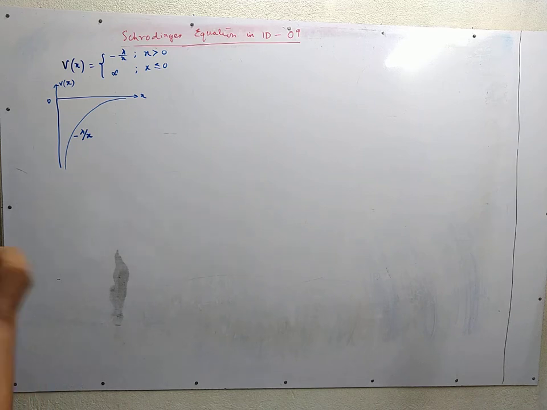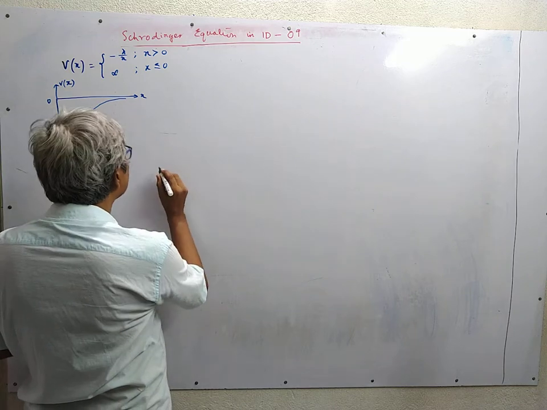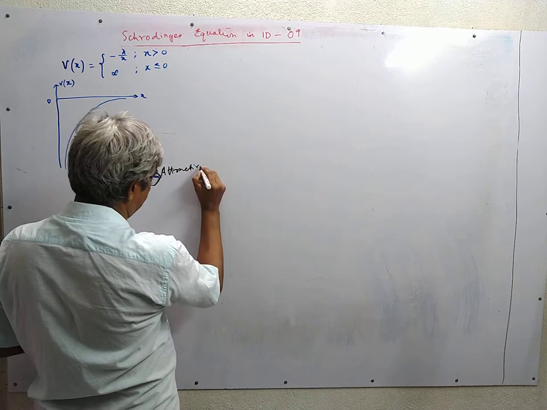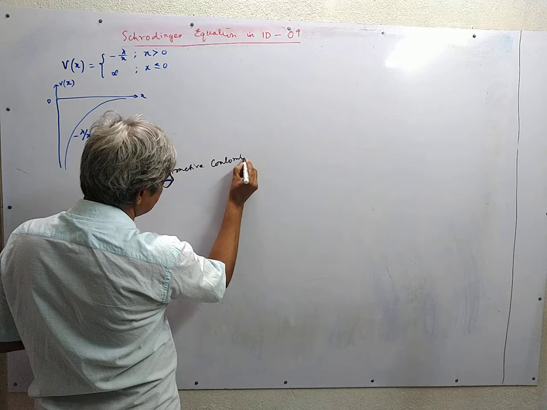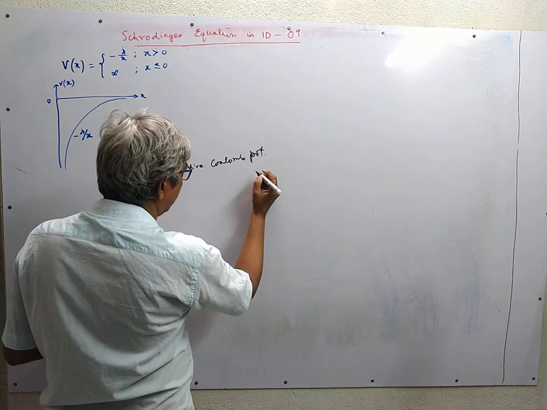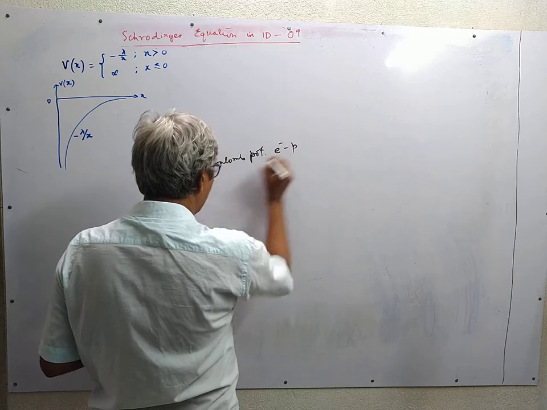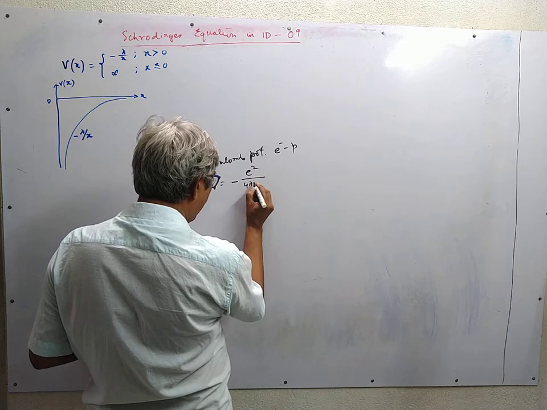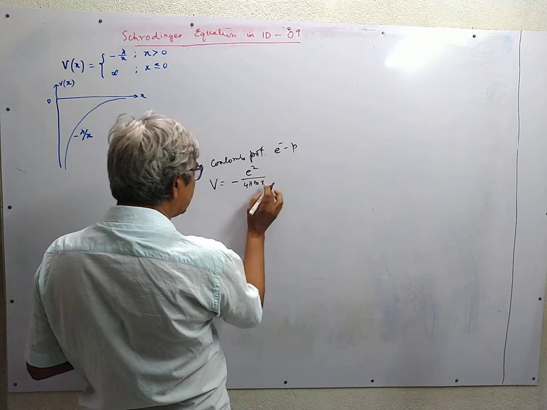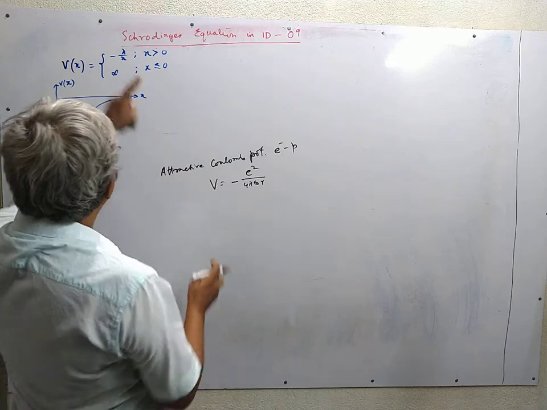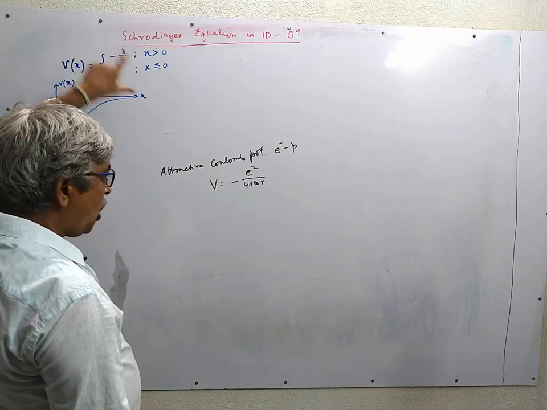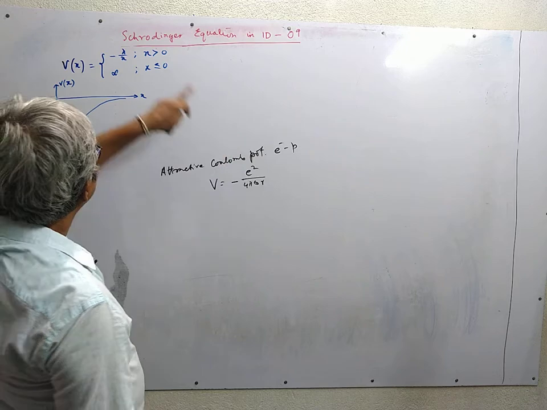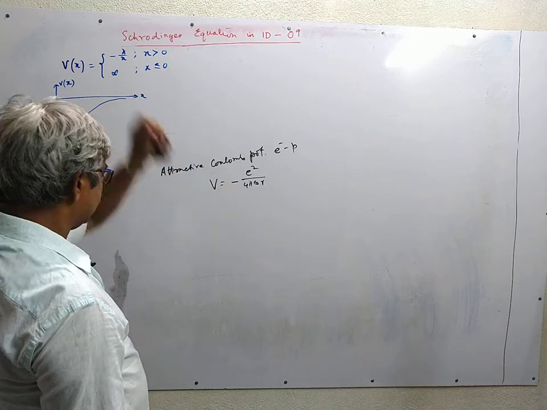This is just a Coulomb potential, an attractive Coulomb potential. The potential between electron and proton is V equal to minus e square by 4 pi epsilon 0 r, where r is the distance between electron and proton. This potential is exactly of this sort, only the fact is that it is a three-dimensional, spherically symmetric potential. It is the one-dimensional analog of this.